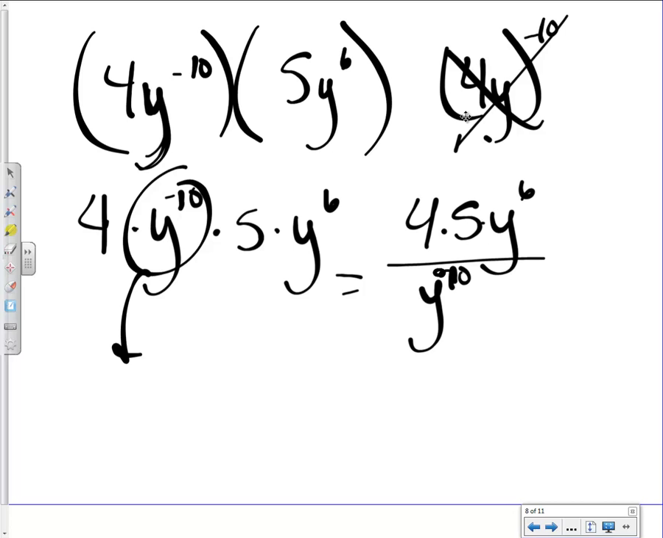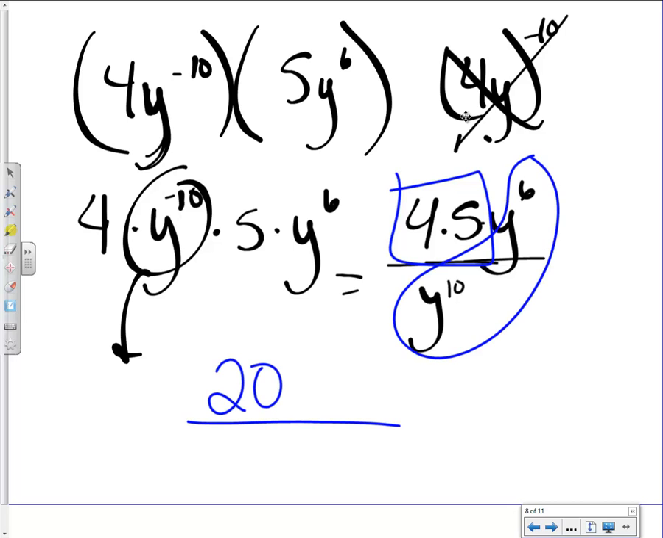I was going to write a negative, but I shouldn't have. It should be a positive 10. There's a couple of things that I need to do. This is multiplication. 4 times 5 is 20.